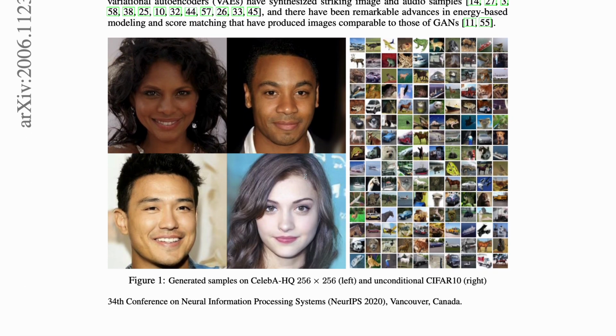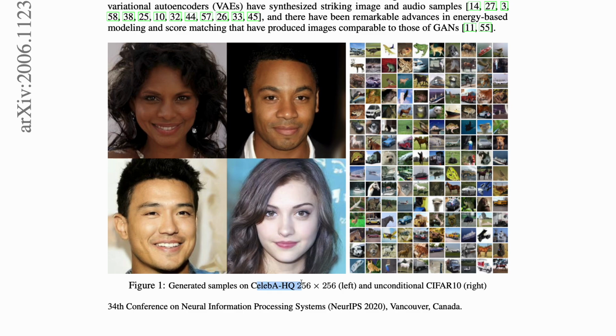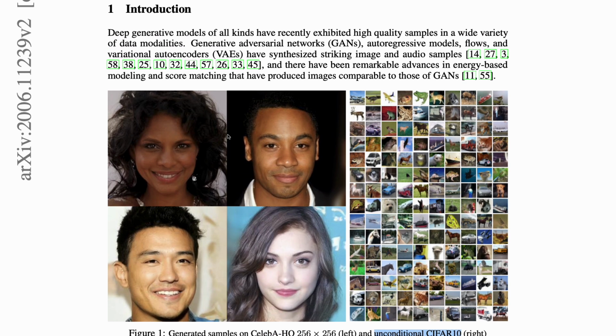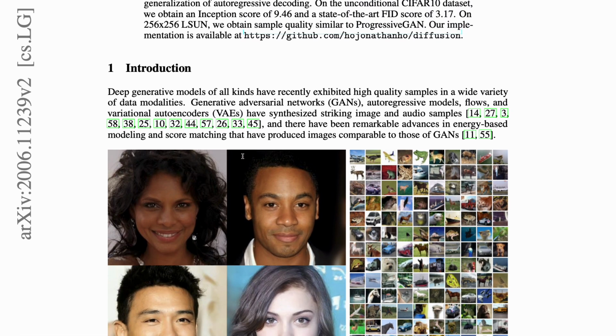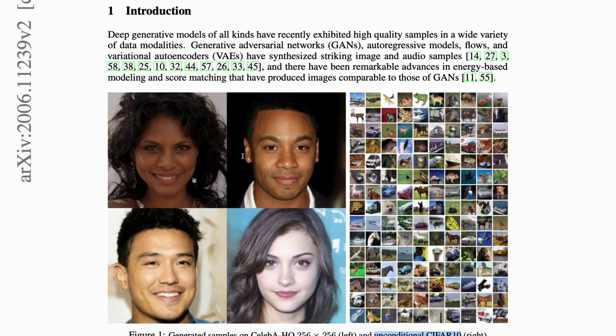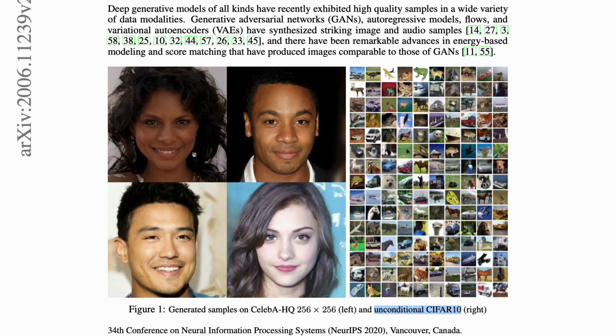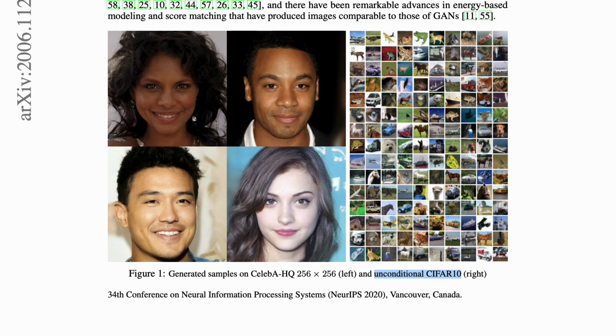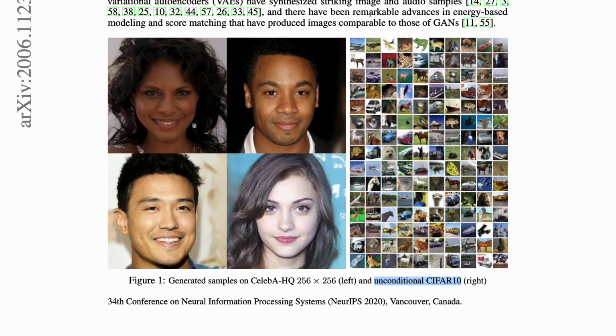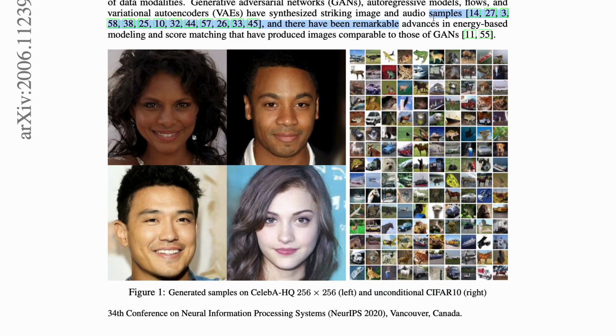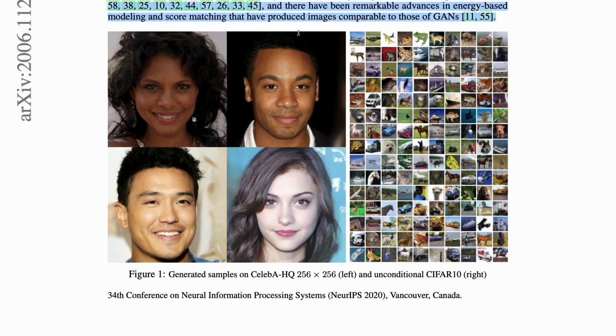Okay, so these are some of the generations using the CelebA dataset and the unconditional CIFAR10 dataset here. So they are quite good quality at that time in 2020 when even GANs were there. These look like quite good quality, able to generate different types of objects, being able to model the diversity. Nice. And so there have been remarkable advances in energy-based modeling and score matching that have produced images comparable to GANs. Okay, so this has been done in VAEs.